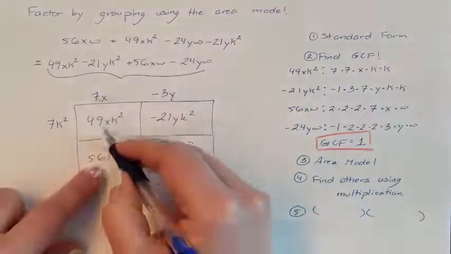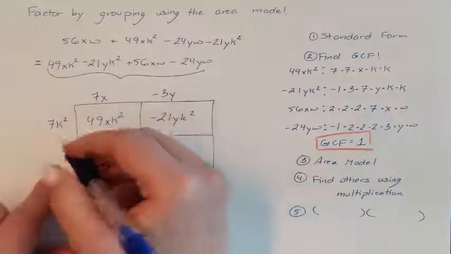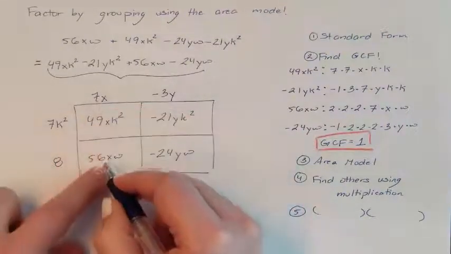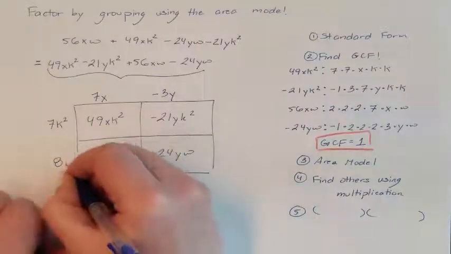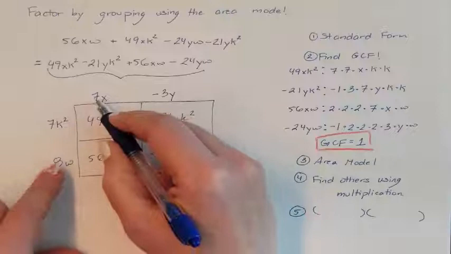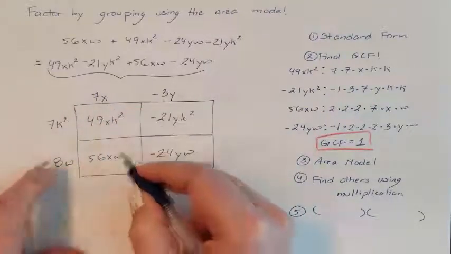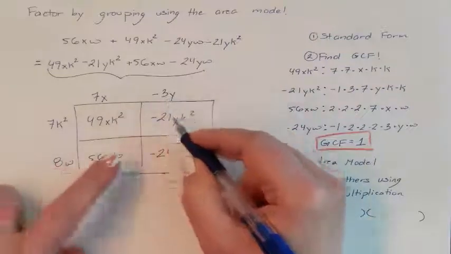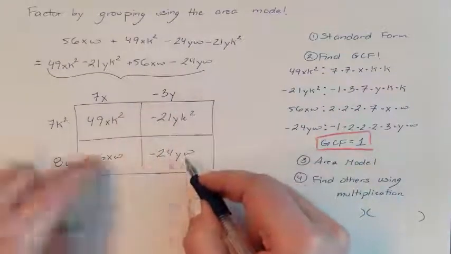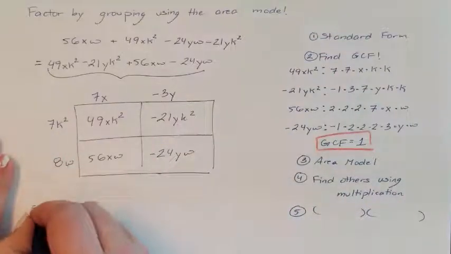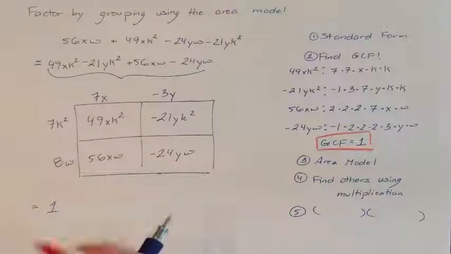Coming to the next, 7 times somebody has to give me 56. 7 times 8 gives me the 56. X times somebody needs to give me the xw, which means we need a w here. So 7 times 8 is 56, x times w is xw. Negative 3 times 8 is a negative 24, y times w is yw. So we went ahead and found everything on the sides. So our final thing to do is to write the GCF, which was a 1.